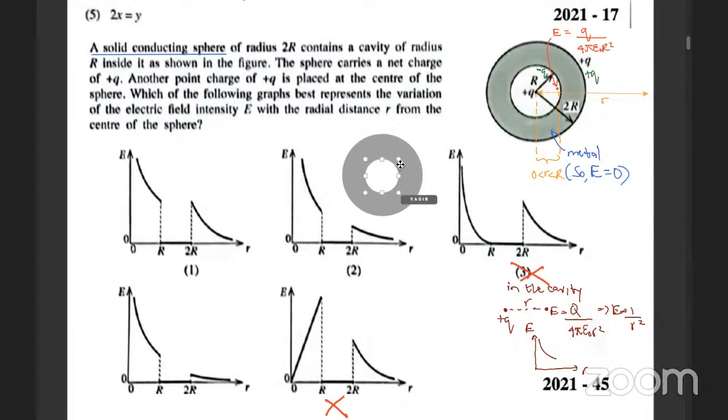Right, let me just mark the charges pretty quickly. There is a charge in the middle, that is plus Q.